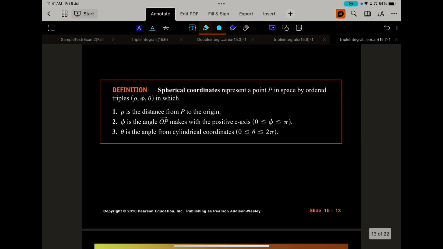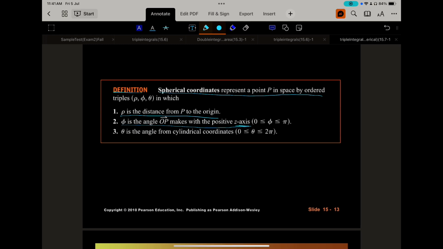So now let's see the definition of spherical coordinates. Spherical coordinates represent a point P in space as an ordered triple (rho, phi, theta), in which rho is the distance from P to the origin, and phi is the angle that OP makes with the positive z-axis, so the angle between the line.